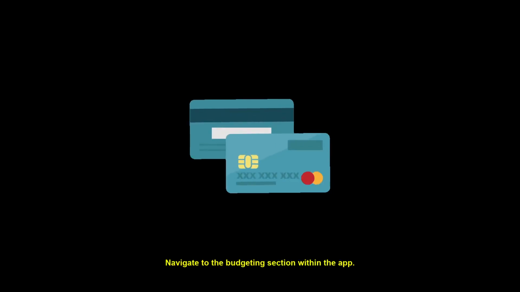Navigate to the budgeting section within the app. Here, you can set your financial goals by entering your income and expenses. Break down your expenses into categories such as rent, groceries, and entertainment. Allocate specific amounts for each category to establish a clear budget.